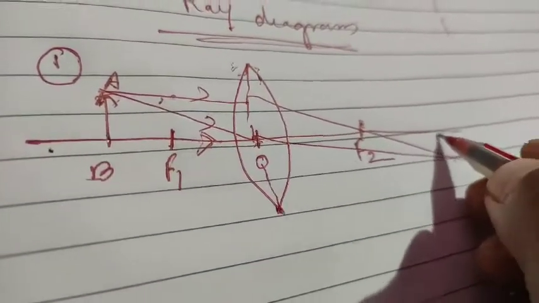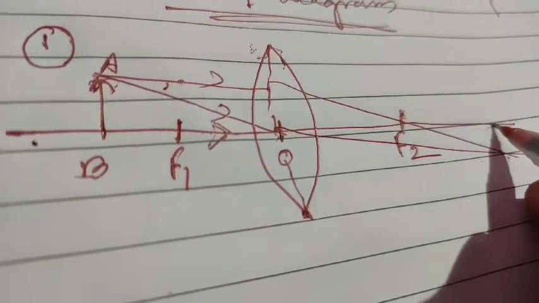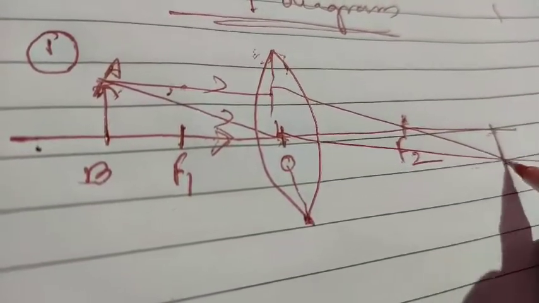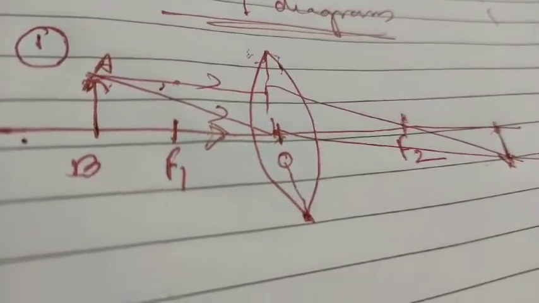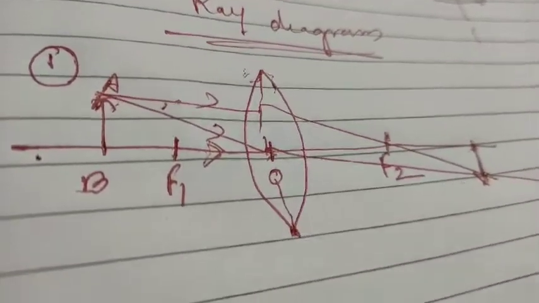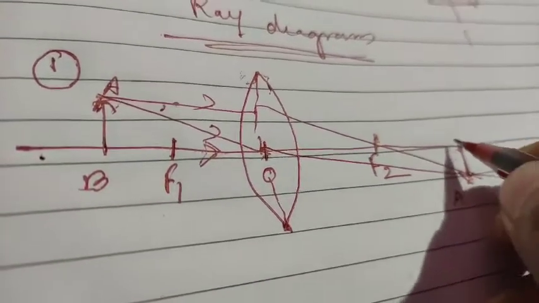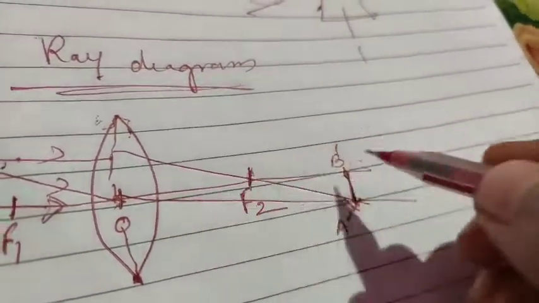So where it joins, suppose it is joining at this position, the point where the two refracted rays meet, that is the position of the image. So here I got the position of the image. You name it A dash B dash. Clear? AB is the object, A dash B dash is the image.